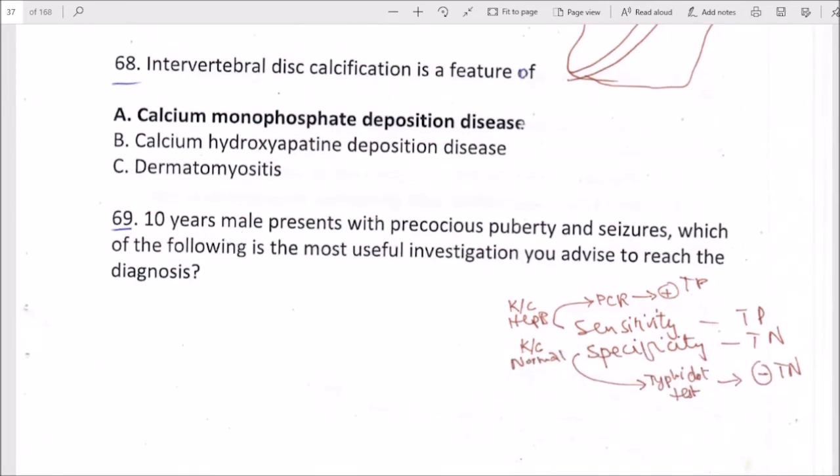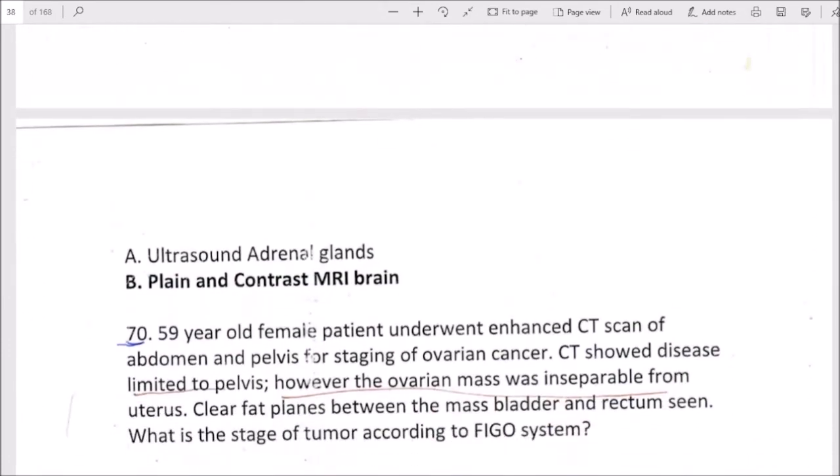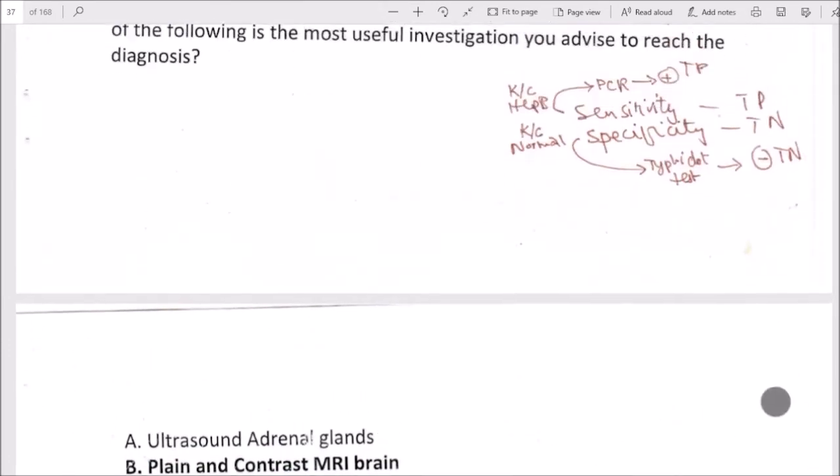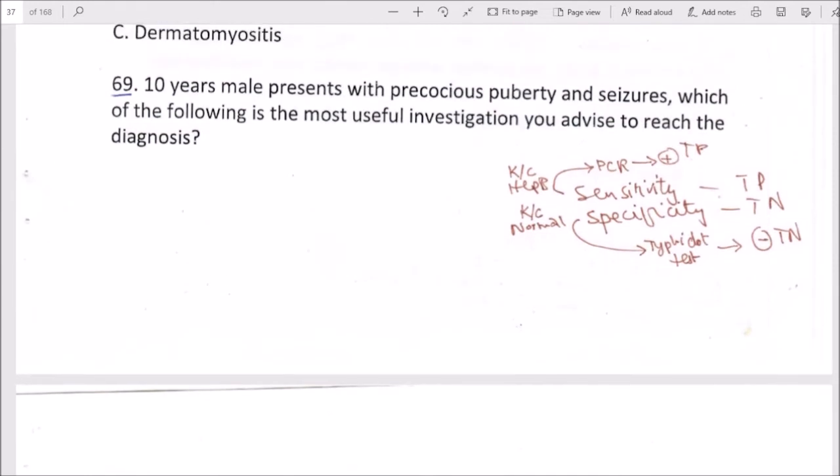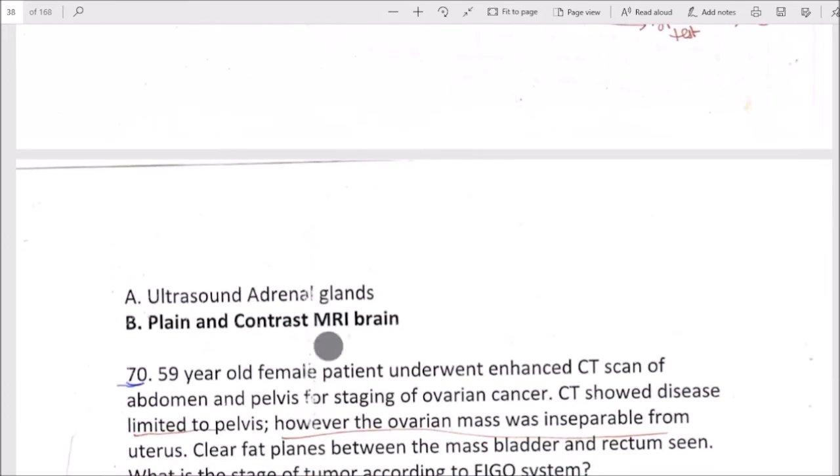69. A 10-year-old male presents with precocious puberty and seizures. Which of the following is the most useful investigation you advise to reach the diagnosis? Plain and contrast MRI brain to look for tuberous sclerosis.